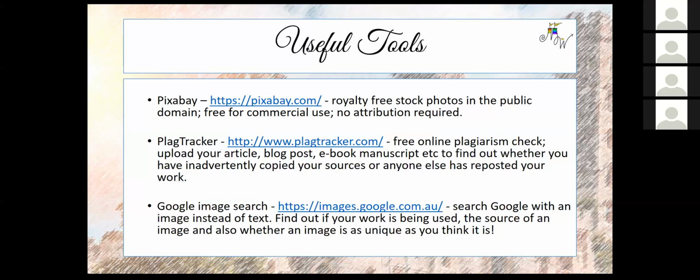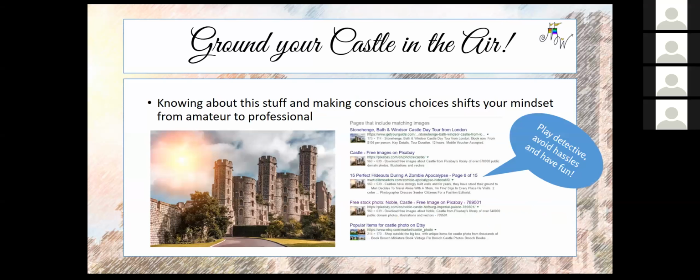And it also can be fun to find out whether an image that you want to use for commercial purpose is as unique and as different as you think it is. So, for example, this castle picture that I've been using for my Serenity series stuff, I found that on Pixabay, and I did a Google image search for it. And for example, you can see here it was found on Pixabay. Here's another one from Pixabay. So I can find out its source.